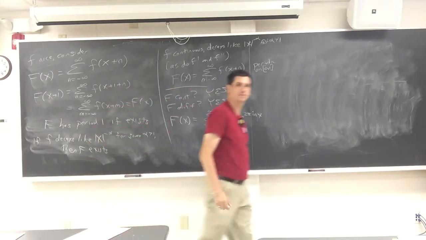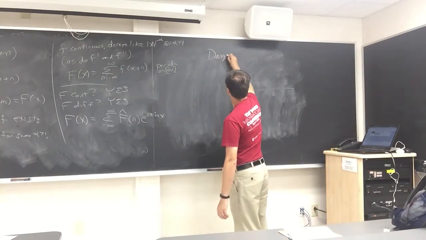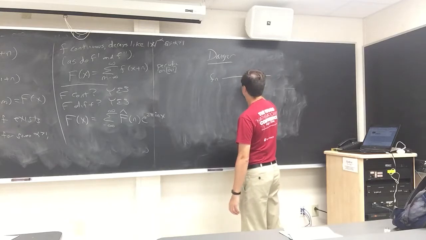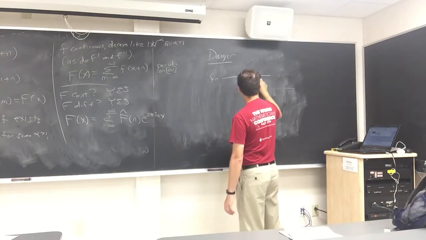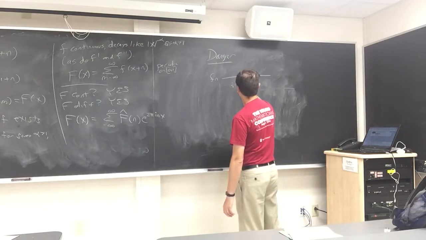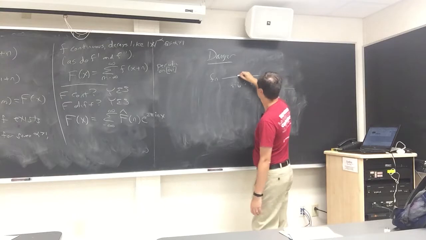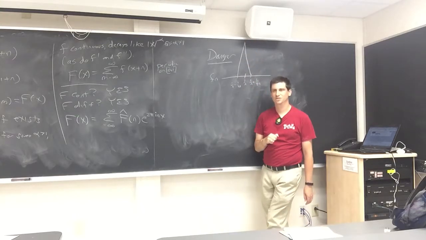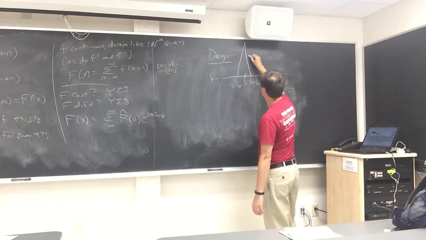So as an example of danger, let's let f_n be the following. It's 0 everywhere. And then here's 1 over n. Here's 1 over n plus 1 over 4n. Here's 1 over n minus 1 over 4n. So this is going to have width 1 over 2n. So let's go up to height 4n.